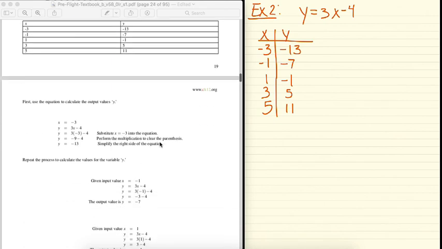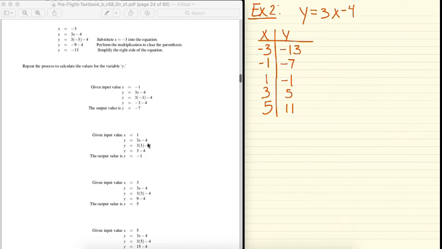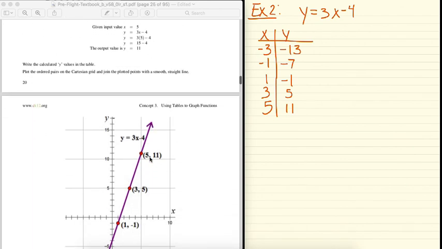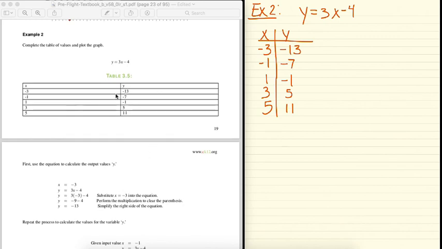And you can read through your textbook here, and it'll walk you through the process of plugging in each of those x values. What I want us to focus on is graphing them, taking this table and creating a graph to represent a picture, a visual of this equation, y equals 3x minus 4. So the first thing I'm going to do is create my XY grid, my Cartesian grid here. And I'm going to label the X and Y axis.